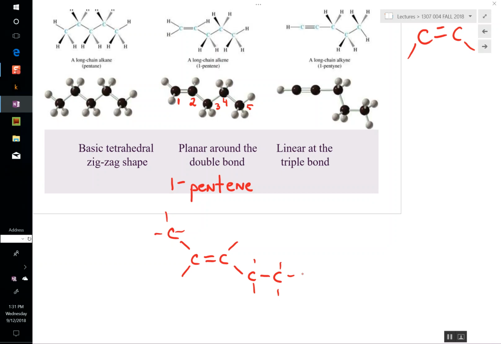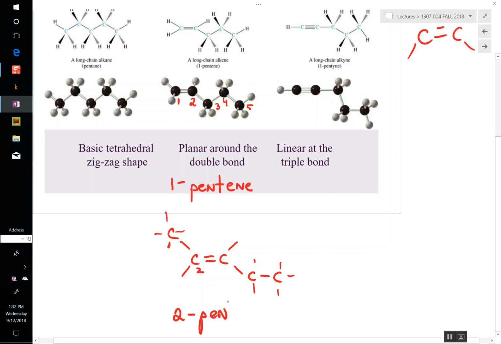2-pentene. This is carbon number 1. This is carbon number 2. This is not going to be 3-pentene. You come over here, 1, 2, 3. No, I'm going to start at the end that gets me to the double bond the quickest. The shortest distance to the double bond. So this is a good example. This is 1, 2, this is 2-pentene.